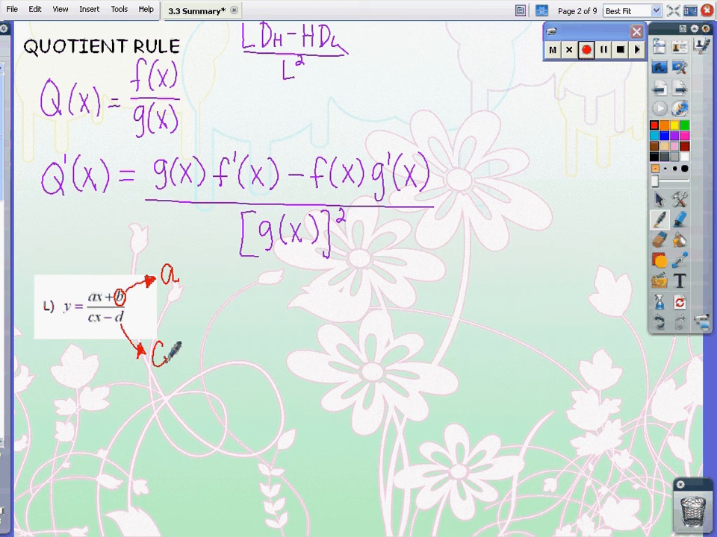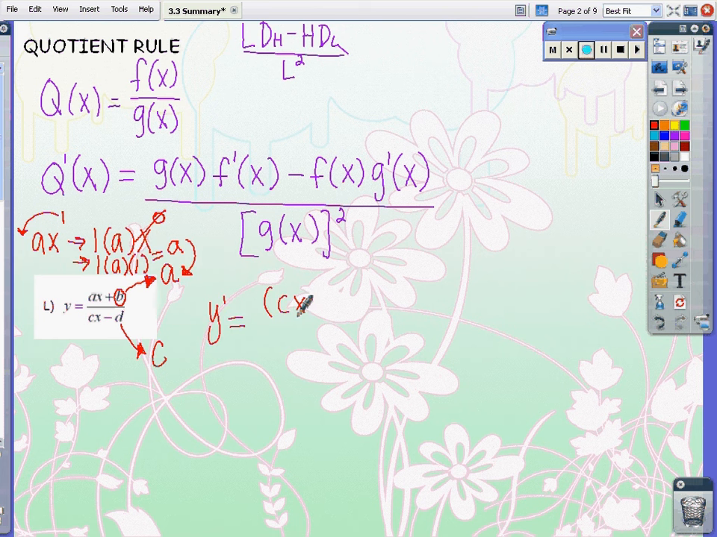If you're having trouble with that, the reason why, if you have a times x, the power of x is 1. So we would drop the 1 in front and multiply. So it would be 1 times a times x to the 1 minus 1, which makes a power of 0. X to the 0 is 1, so you get left with 1 times a times 1, which is just a. That's why we have just a. All right, here we go. Finally, y prime: low d of high, minus high d of low, all over low squared.